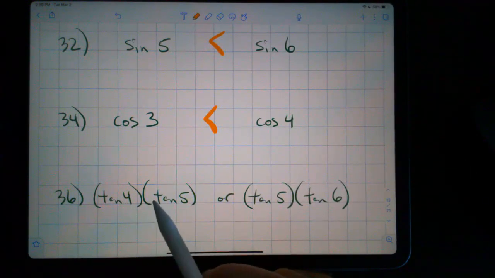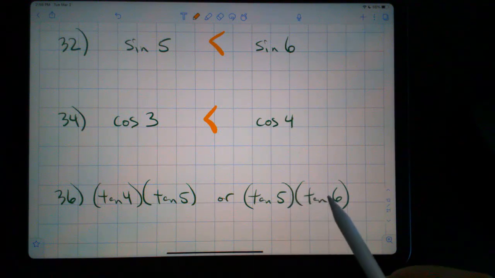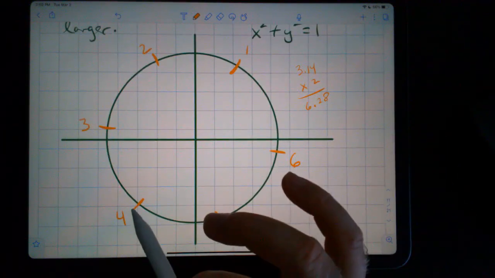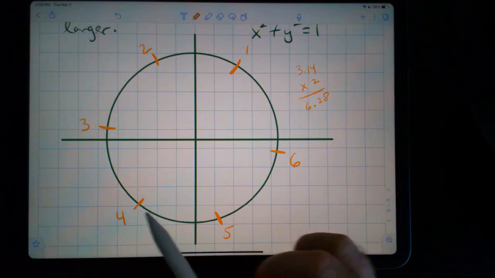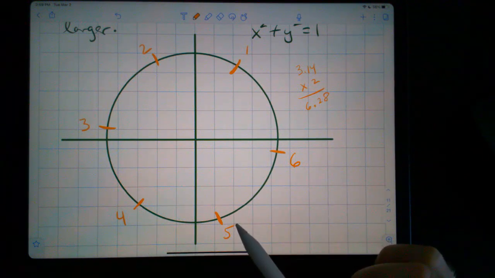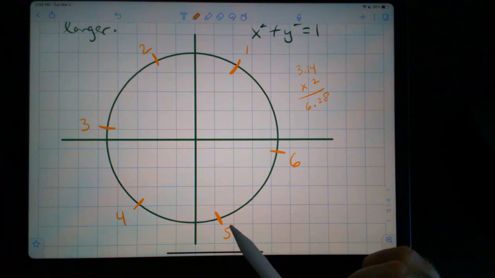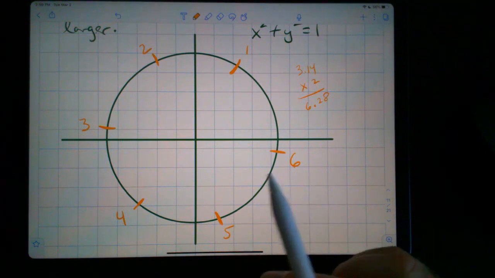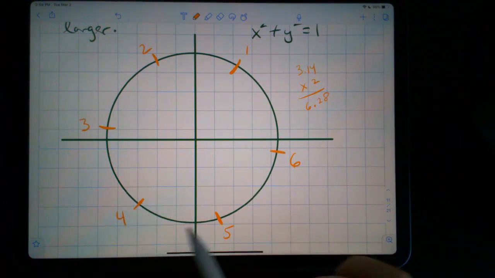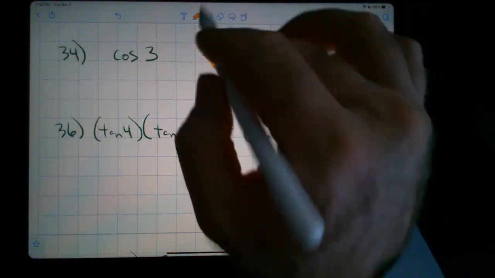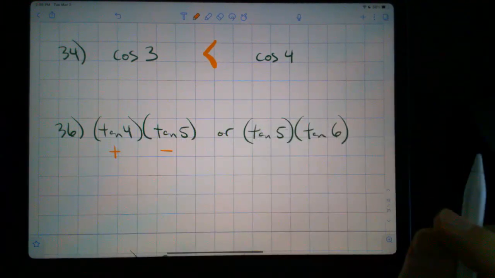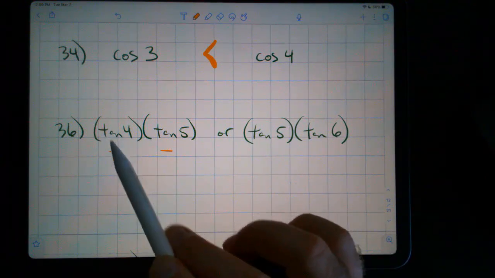So tangent of 4 times tangent of 5, or tangent of 5 times tangent of 6. So here I'll look at algebraic signs. Tangent 4, tangent 5. So tangent of 4 is positive. Negative over negative is a positive. And 5 is negative because sine is negative, cosine is positive here. Your y is negative and your x is positive. So we have a negative sign times a positive sign. I'm sorry, I got this backwards. A positive sign times a negative sign. So this would be something positive times something negative.